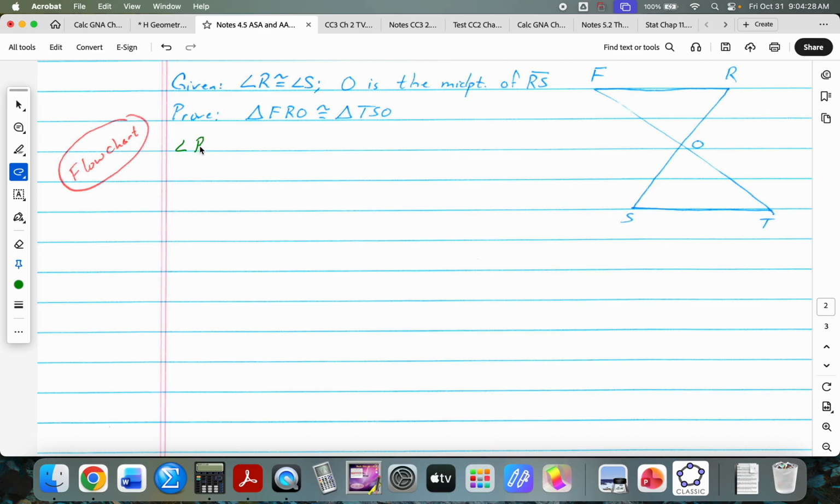All right, so we're given that angle R is congruent to angle S. Again, if you really don't like flowchart proofs and would rather do this as a two-column, that's absolutely fine. If you want to write it out as a paragraph proof, that is also fine. So angle R is congruent to angle S. And then we're also given O is the midpoint of segment RS.